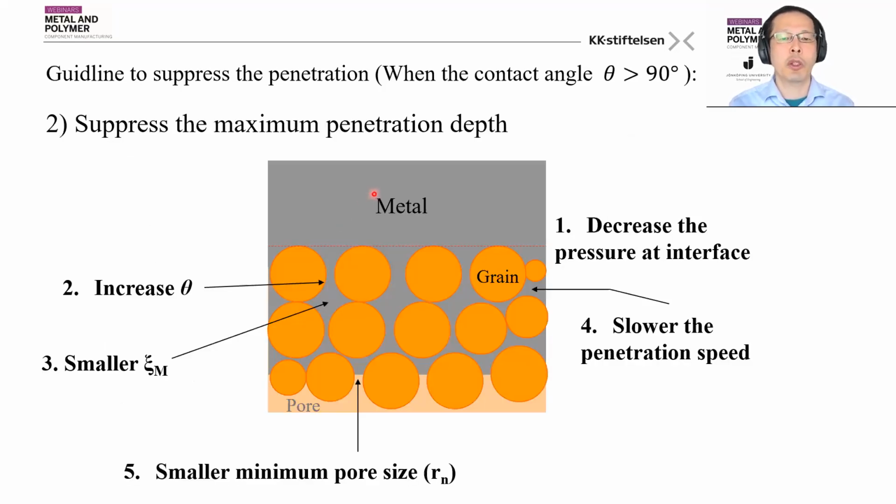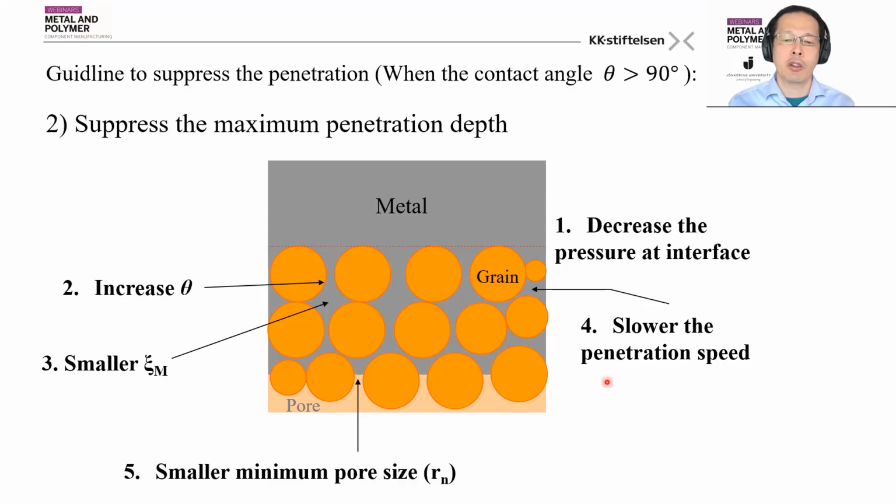And even if the penetration starts, we can still try to suppress the penetration depths. It's almost the same strategy, but again, we can try to decrease the pressure at the interface, and we can try to increase the contact angle between the metal and sand or grains, mainly silica grain. Or we can try to make the correction factor tortuosity smaller, by creating a labyrinth in the sand mold. Or we can try to slow the penetration speed.